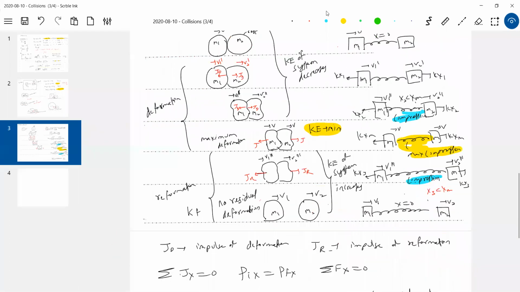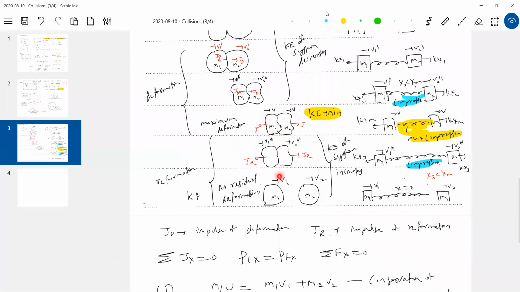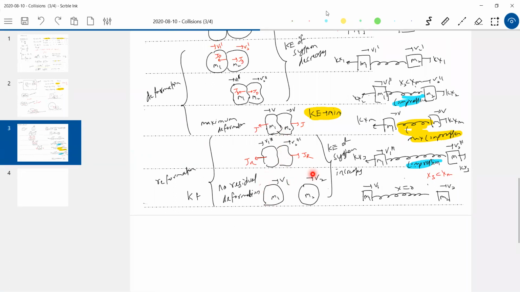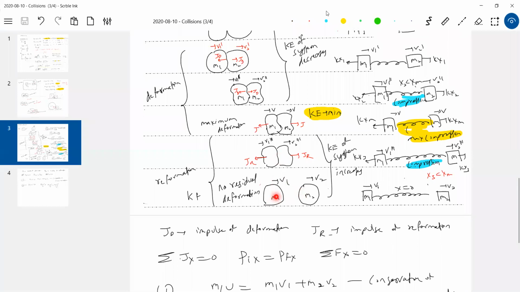Then again the system starts reforming, meaning the body tries to retain its original shape. So the potential energy decreases and the kinetic energy increases. Finally, the same kinetic energy as the initial value it will possess. So what about the potential energy here? It will be zero.